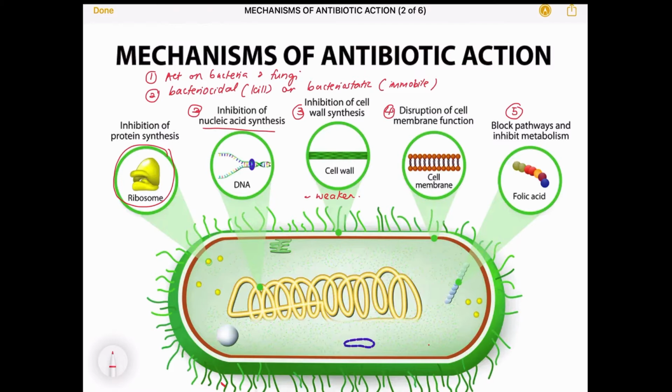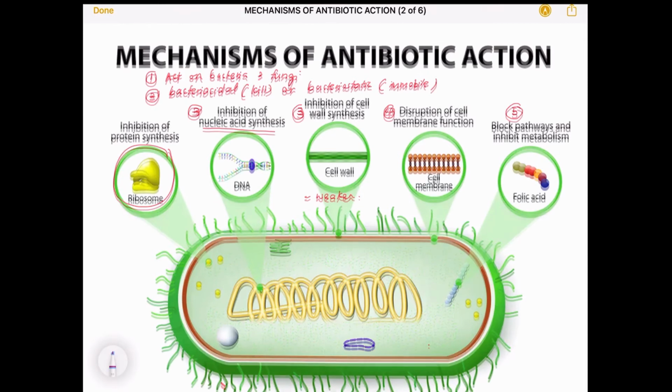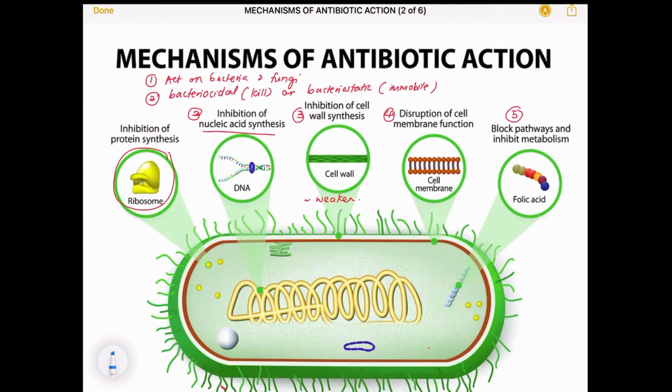So by looking at mechanism 1 to 5, some of them will belong to bactericidal and some of the action belongs to bacteriostatic. So which action does the antibiotic penicillin apply? You will see how penicillin actually kills the bacteria by weakening the cell wall.